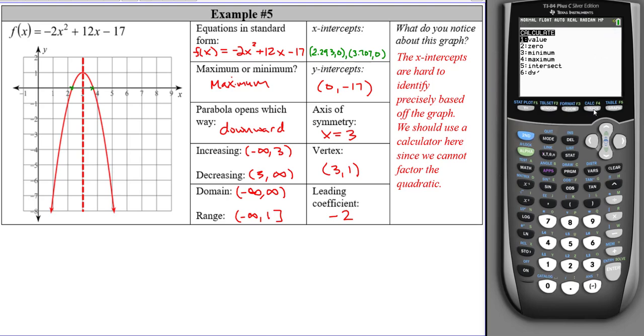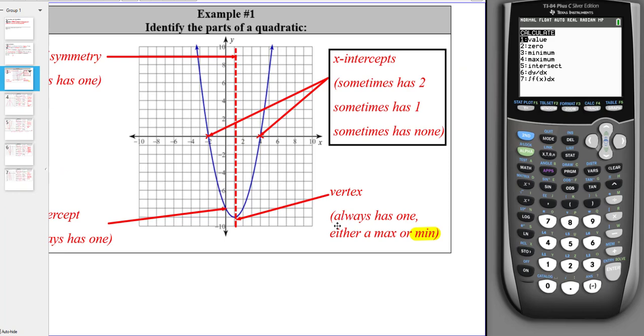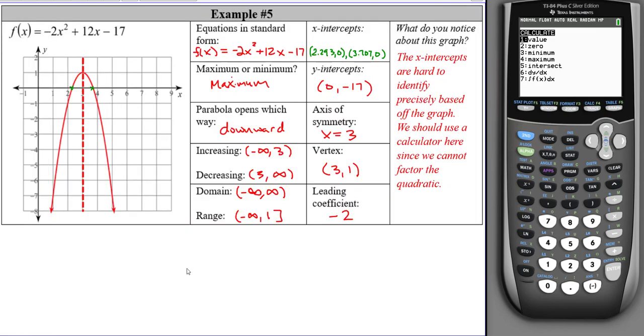The other thing that we can do with the calc function is identify the minimum or the maximum. If you look here, it does not give us an option for the vertex. But what do we know about our vertex? Well, if we went back to our notes, we know that the vertex is always a max or a min. Based on what your function is, you might need to determine if you are a max or min first. Here we said it was already a maximum, so we are going to choose maximum.